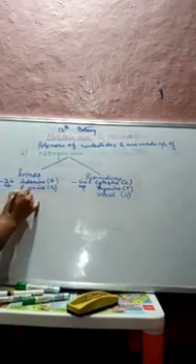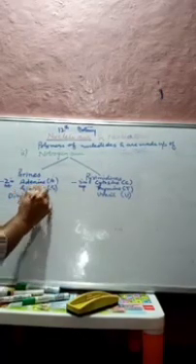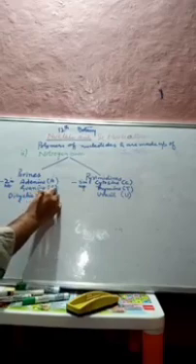Second, also what we will see is that these purines are dicyclic compounds, rather dicyclic molecules, whereas pyrimidines are monocyclic molecules.